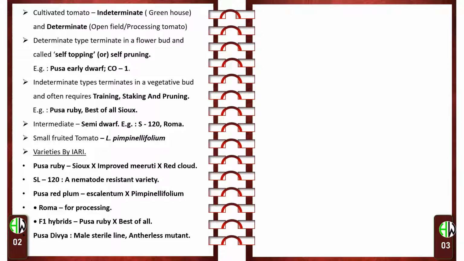Some varieties by IARI. Pusa Ruby parentage is Sioux cross Improved Meeruti cross Red Cloud. SL 120 is a nematode resistant variety. Pusa Red Plum is a cross between Lycopersicon esculentum and Lycopersicon pimpinellifolium. Roma is used for processing. F1 hybrid is a cross between Pusa Ruby and Best of All. Pusa Divya is an important variety, which has male sterile line and is an anthocyanin-less mutant.